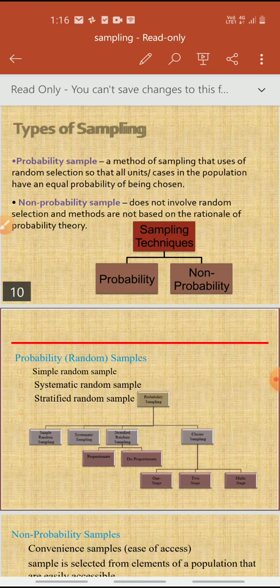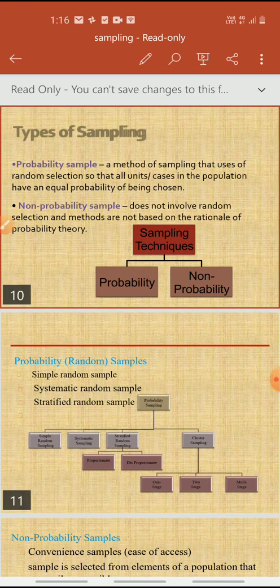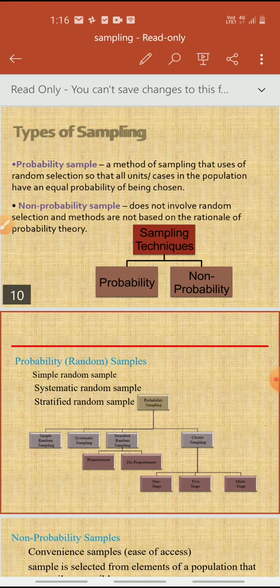Non-probability does not involve random selection and is not based on the rationale of probability theory. So basically we'll do two types of sampling techniques: probability and non-probability. Sometimes they are also referred to as random and non-random techniques. Probability is when each and every respondent has equal chances of selection. Non-probability is when there is no equal chance of selection.